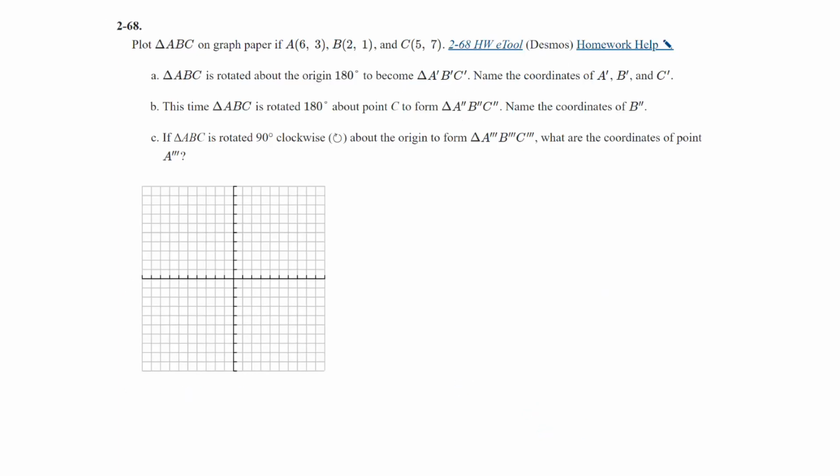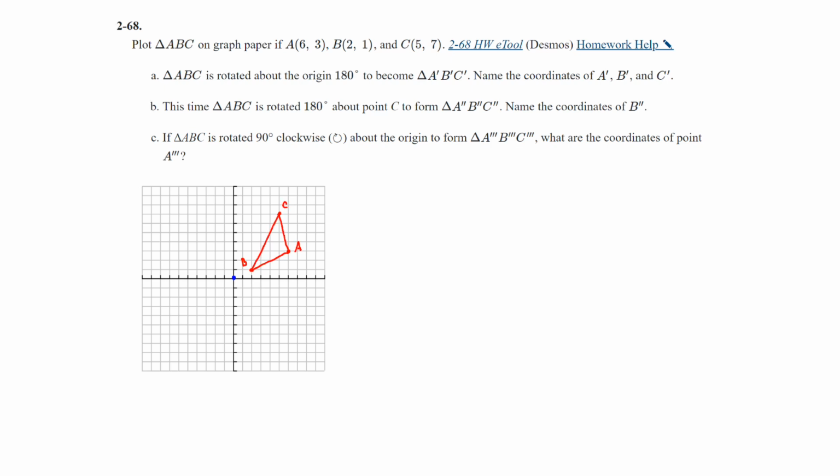Question 68. Plot triangle ABC on graph paper. And I'm going to stop right there. Let's go ahead and plot those points and graph it. All right, so we've done that. Now we want to take triangle ABC and rotate it about the origin at 0, 0, 180 degrees to become triangle A prime, B prime, and C prime. And then we're going to name the new coordinates.